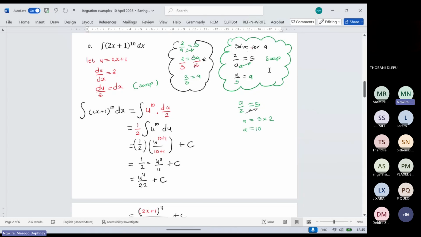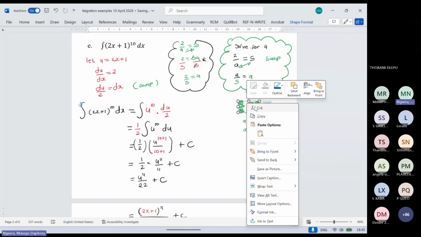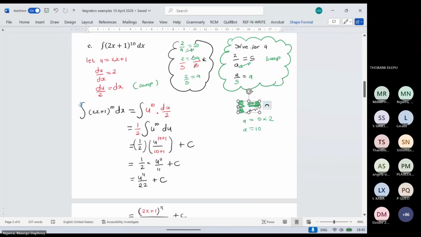So because my a here is at the bottom, I'm swapping. You only swap if what you want is at the bottom. I hope, yeah, I think that's what you're asking. You only swap if what you want is at the bottom.